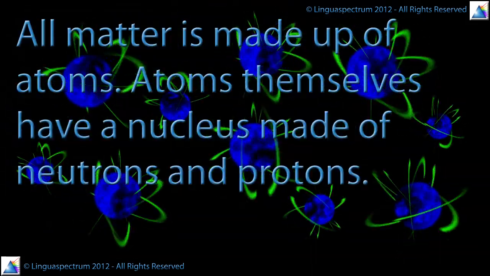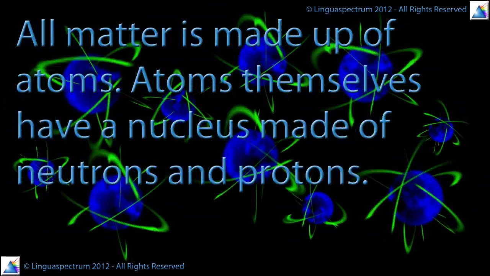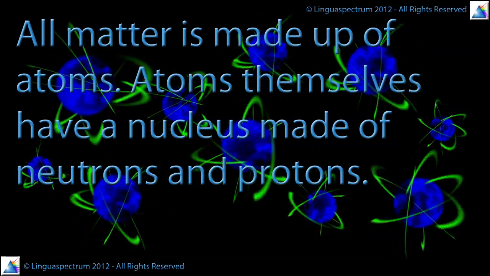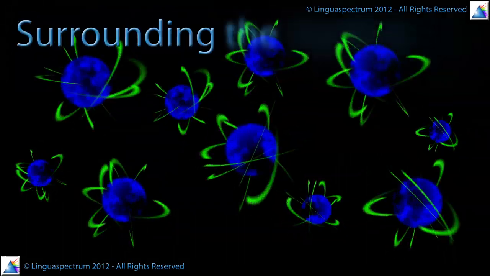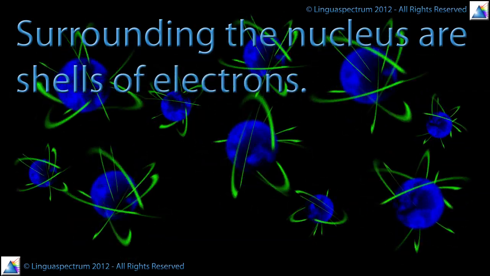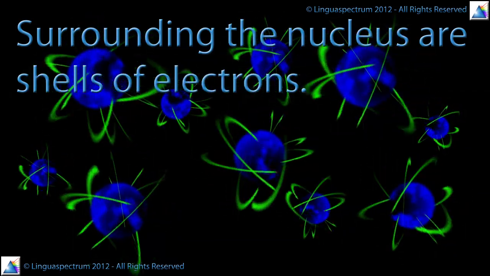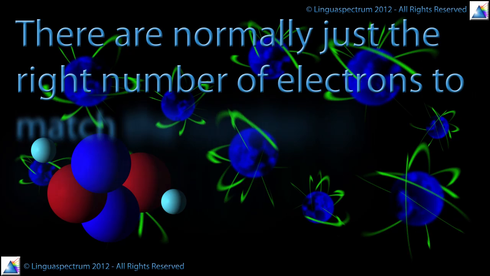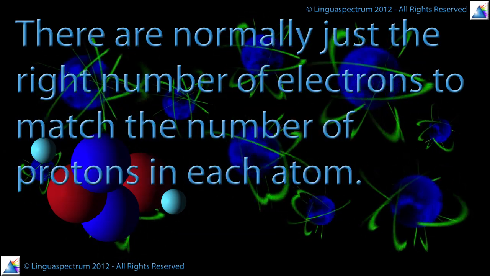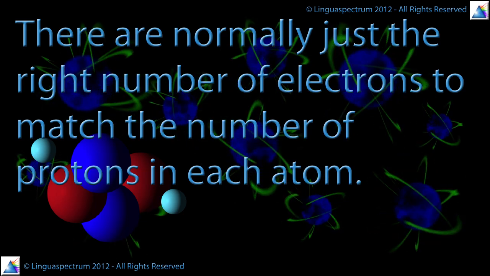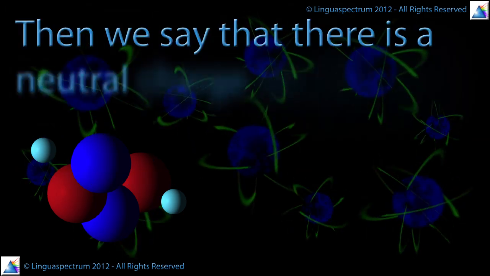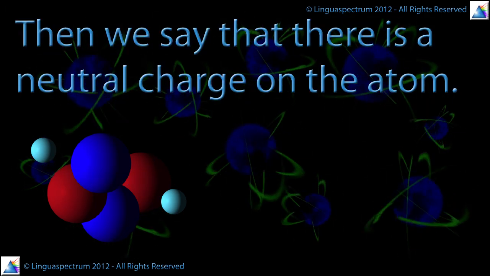All matter is made up of atoms. Atoms themselves have a nucleus made of neutrons and protons. Surrounding the nucleus are shells of electrons. There are normally just the right number of electrons to match the number of protons in each atom. Then we say that there is a neutral charge on the atom.